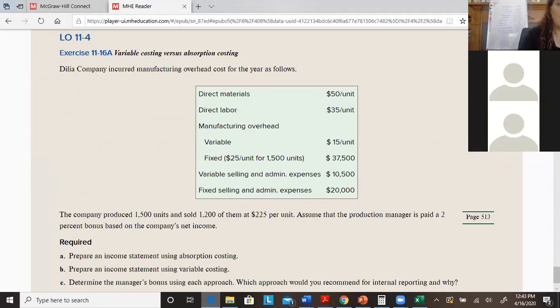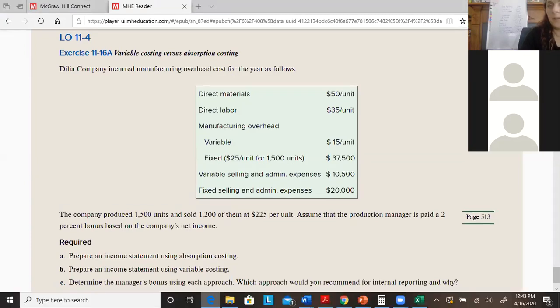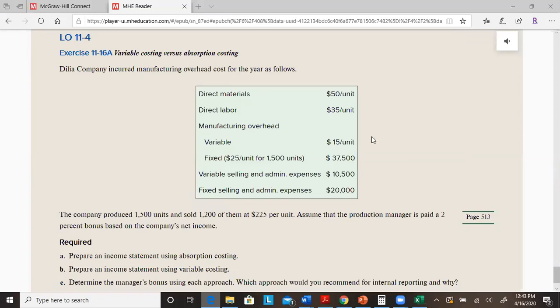So we're going to look at 16A. All right. So here you have your direct materials, direct labor, overhead, which includes variable and fixed overhead. And then you have variable selling and admin expenses and fixed selling and admin expenses.